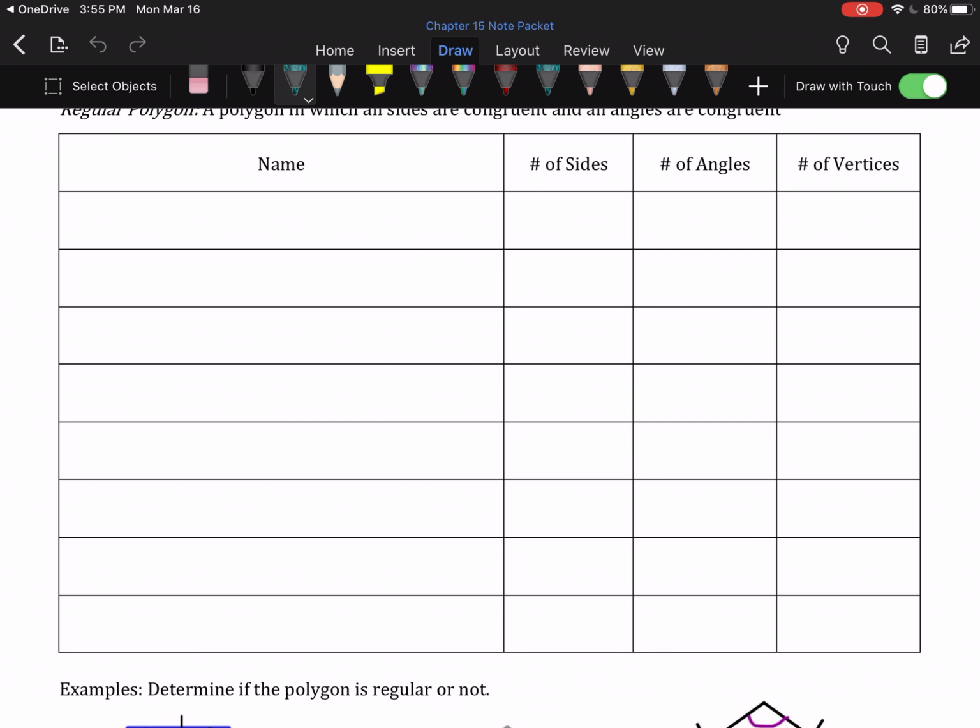So the shape you can make with the fewest number of line segments is the triangle. So triangle. I don't know why you just dropped my G down, but pretend that G's up there between the N and the L. A triangle has three sides, three angles, and three vertices. Told you there's a pattern.